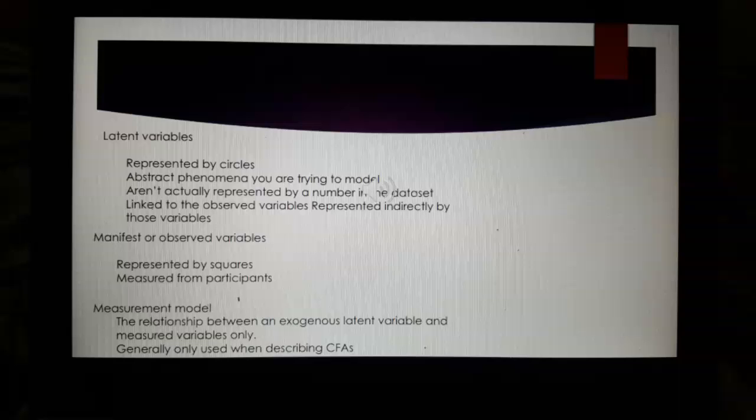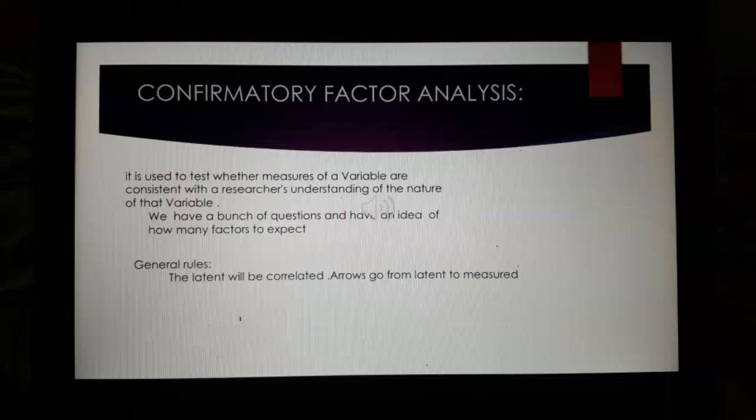Okay, so the next type of variables are the latent variables. They are usually represented by circles, and they are mostly abstract phenomena for the model. They are not actually represented by a number in the data set. They are linked to the measured values. The second type of variables that we are going to observe is the manifest variables. Those are represented by squares, and they are measured from the participants. And then finally is the measurement model. This is the relationship between an exogenous latent variable and measured variables only. They are usually used for describing CFAs.